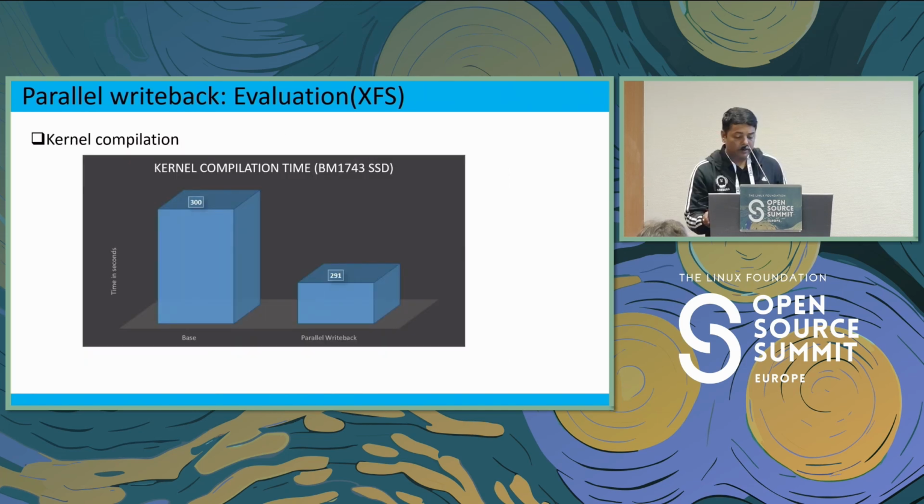The other evaluation we did is a real-world evaluation with the kernel compilation time. And we see that it reduced by about 10 seconds. Now kernel compilation time depends upon various factors, the CPUs and other things, and it also tries to write to multiple files at the same point in time. So that small part of writing to multiple files at the same time got improved by the parallel writeback.